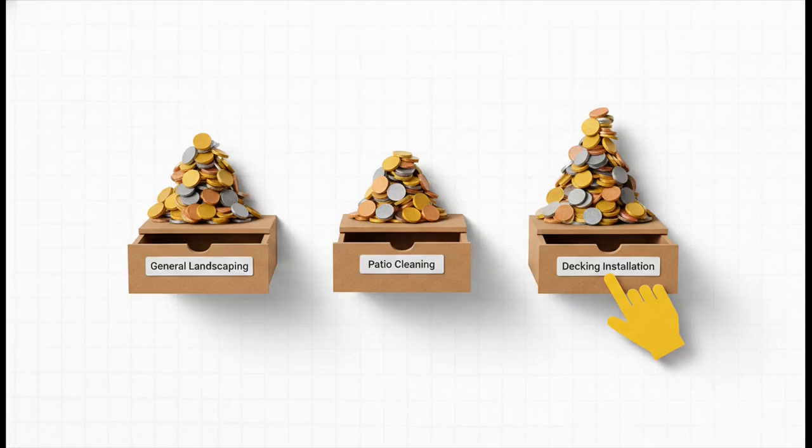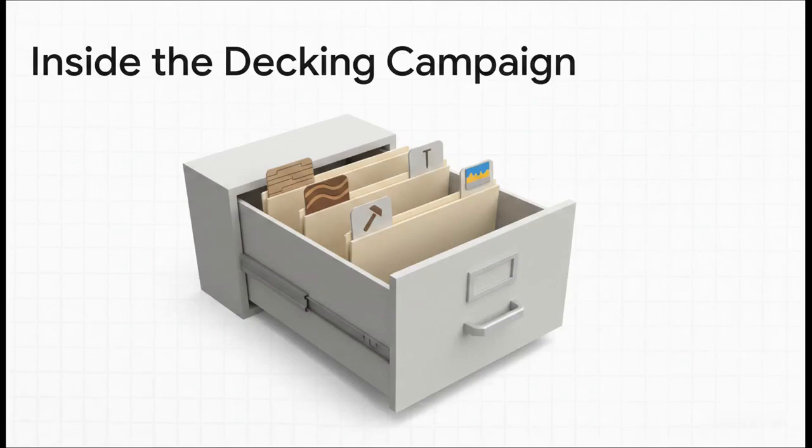And just like that, you have control. You can give more budget to the services that make you the most money. But that's just the first step. Now let's open up that decking installation drawer and get even more granular. Inside that one campaign, we create multiple tightly themed ad groups, our little folders. We've got one for composite decking keywords and ads, a completely separate one for wood decking, and another one for deck repair. Now each ad group is laser focused on one type of customer.